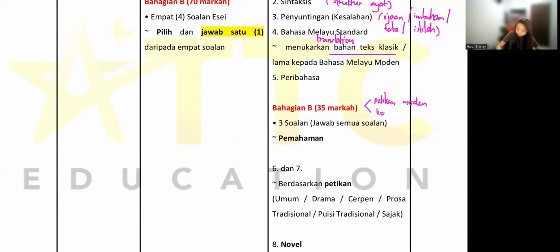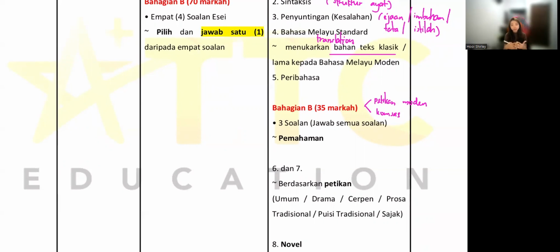The other one is concepts. What does this mean by petikan modern, which is using the normal BM Bahasa Melayu standards and also the article from Dewan Bahasa dan Pustaka. Sometimes it may also come from the internet, like a current issue that we're discussing.